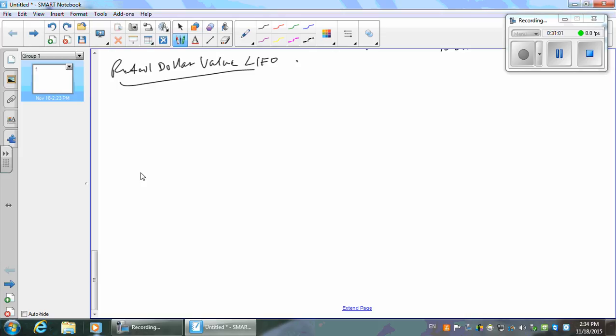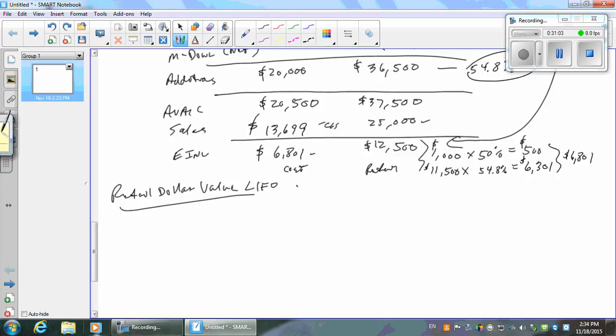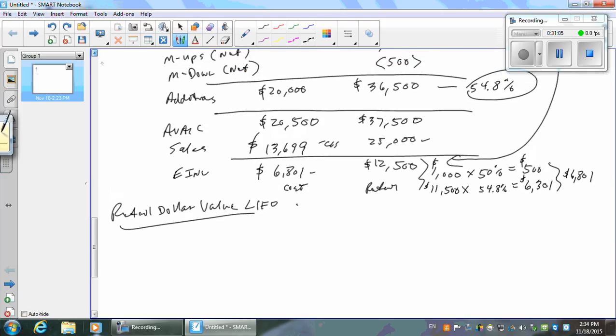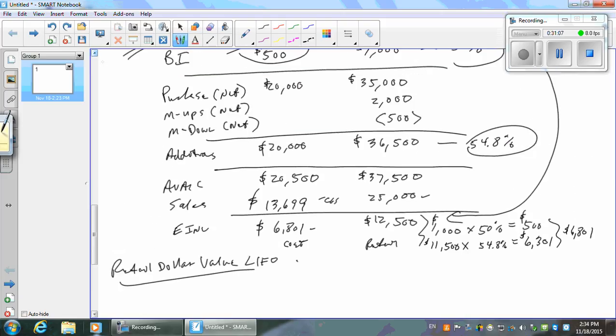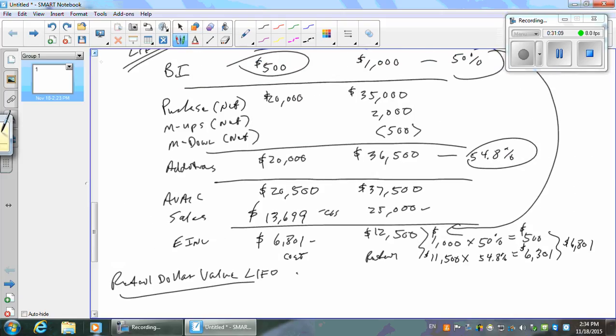Let's use our example. It's not enough. Let's use these. Let's assume some sort of inflation rate. We had a beginning inventory. Let's say this is the base layer. It's only 500, right? $1,000 retail, 500 cost. And then we've got a new layer here. Additions are 20,000 and 36.5.